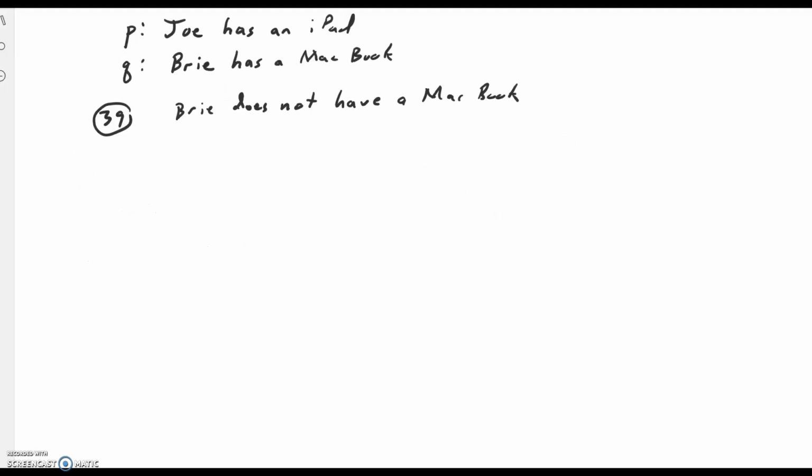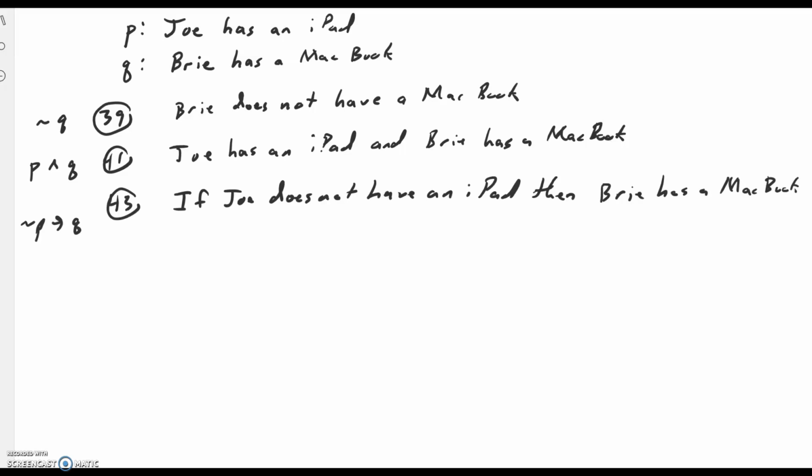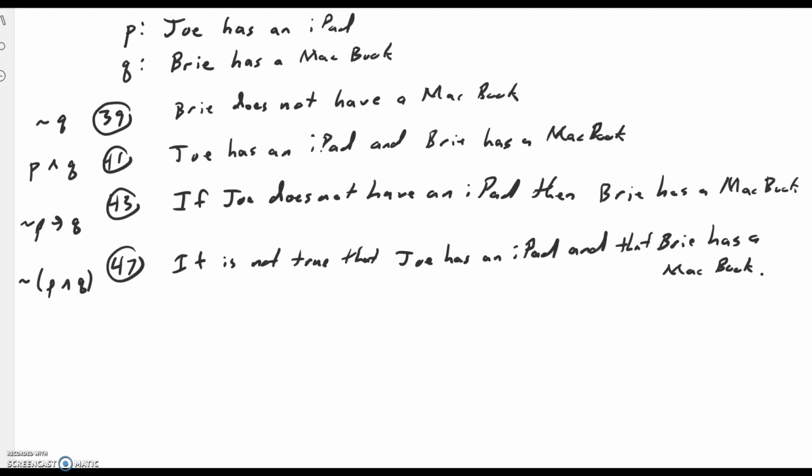39 asks us for the negation of Q in words, and the negation of Q in words is that Bree does not have a MacBook. 41 asks us for P and Q in words, so Joe has an iPad and Bree has a MacBook. We want the negation of P implies Q in words, so if Joe does not have an iPad, then Bree has a MacBook. Problem 47 wants us to negate P and Q. So I wrote, it is not true that Joe has an iPad and that Bree has a MacBook.